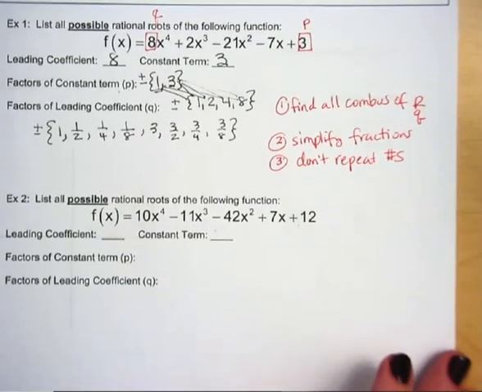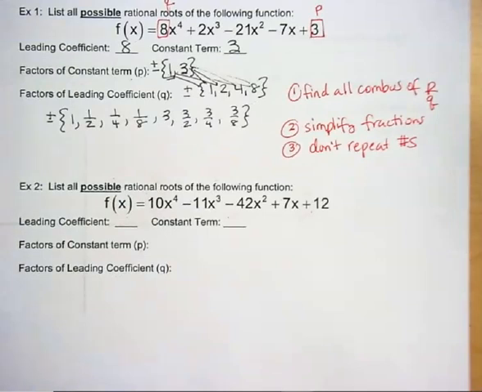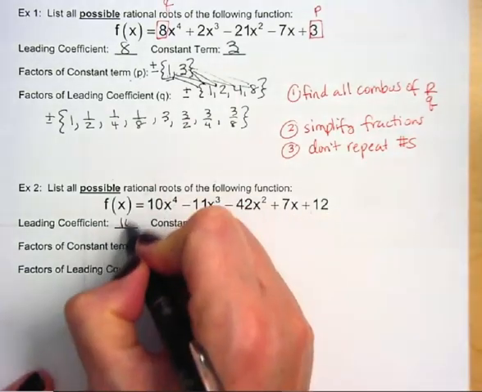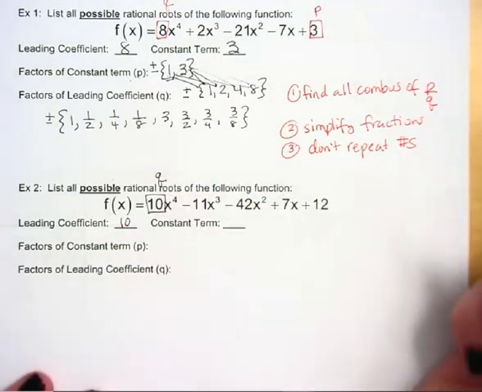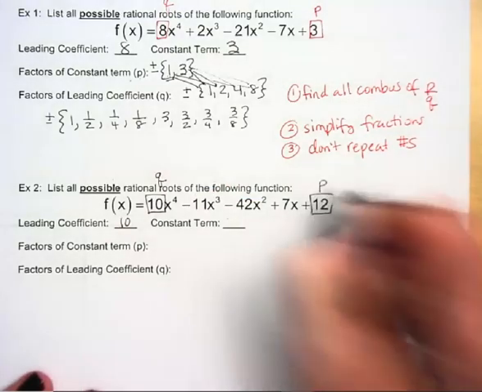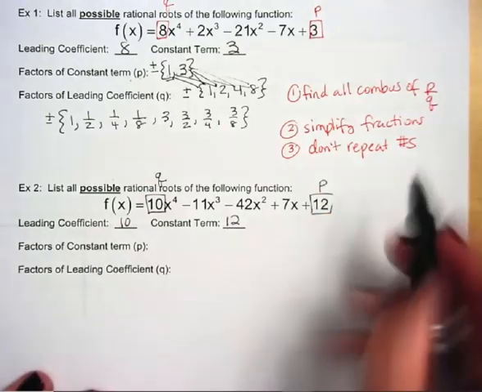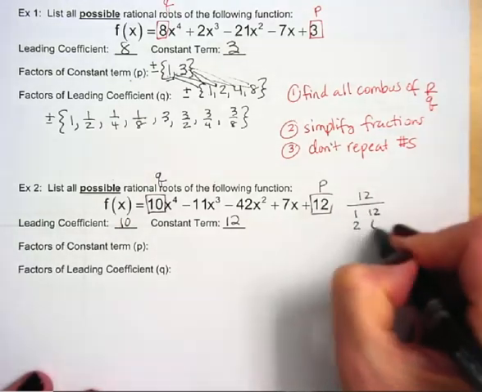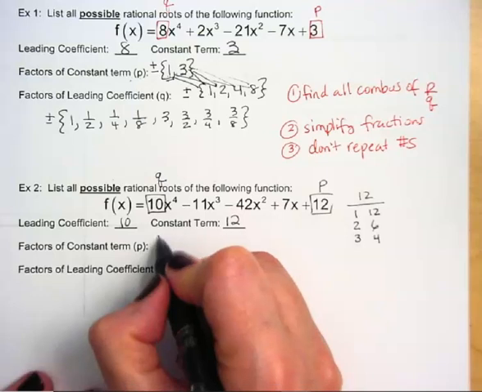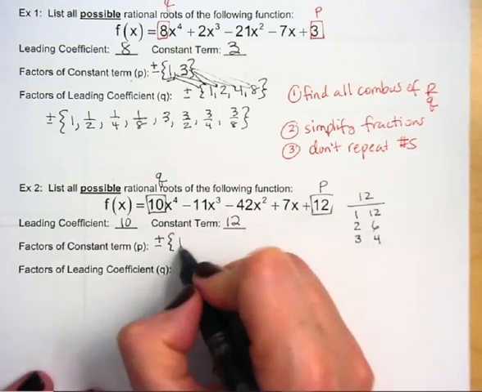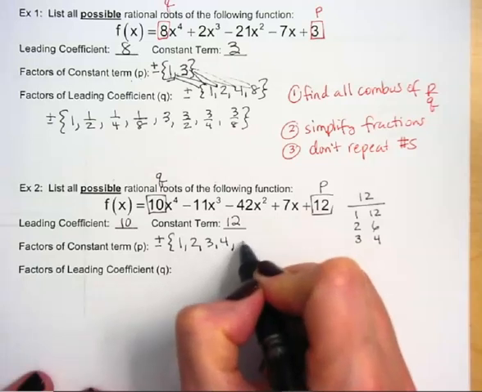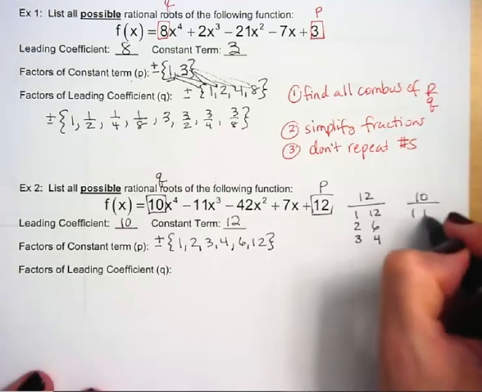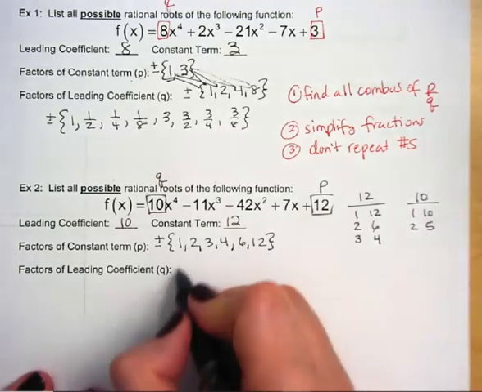Okay, let's look at how to do that in this one. This one's got a few more factors, so it'll be a little longer. My leading coefficient is 10. These are my Q's. My constant term is 12, that's P. So all the factors of the constant, I'm just going to make a little table of everything. It can be 1 and 12, 2 and 6, or 3 and 4. So it's the positive and negative versions. And then all the factors of 10 are 1, 2, 5, and 10.